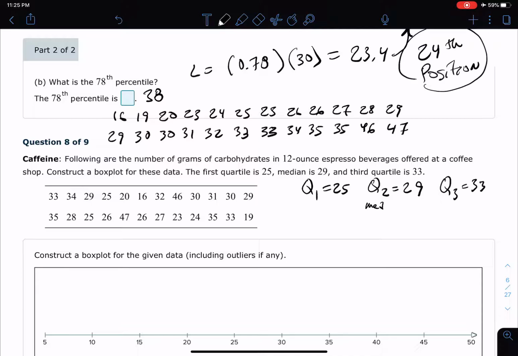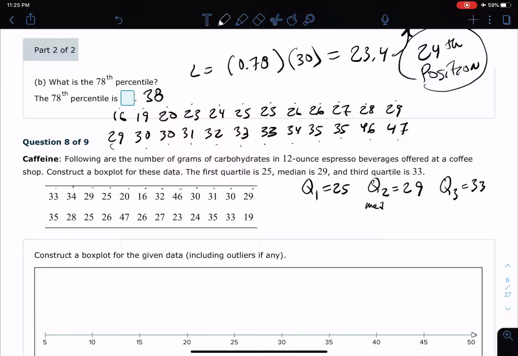Okay, let's see. 1, 2, 3, 4, 5, 6, 7, 8, 9, 10, 11, 12. So hopefully those are all even. So it'd be 24. 1, 2, 3, 4, 5, 6, 7, 8, 9, 10, 11, 12, 13, 14, 15, 16, 17, 18, 19, 20, 21, 22, 23, 24. So that looks good.